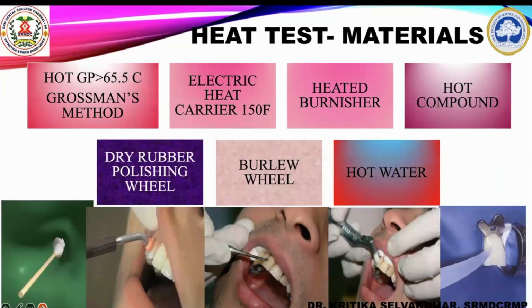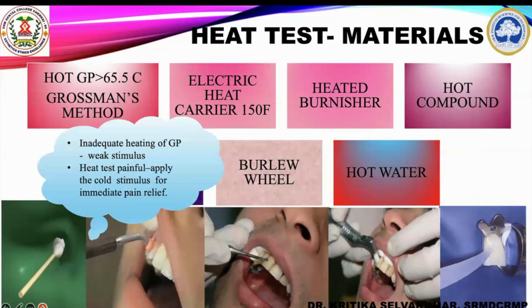The next thermal test that we are going to see in detail is the heat test. The materials that are being used for this heat test are hot GP, electric heat carrier, heated burnisher, hot compound, dry rubber polishing wheel, Burlew wheel, and hot water. So the GP stick is heated at a temperature of greater than 65.5 degrees Celsius and placed on the tooth to deliver the heat stimulus, and this method is called Grossman's method.